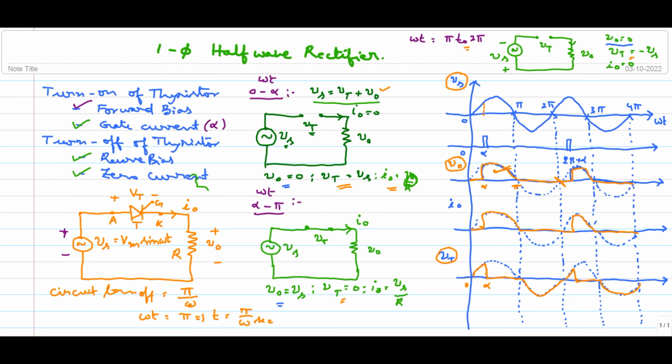And as you already know that rectifier means it is conversion from AC to DC.